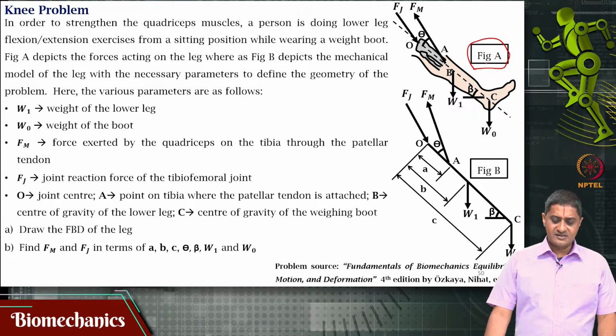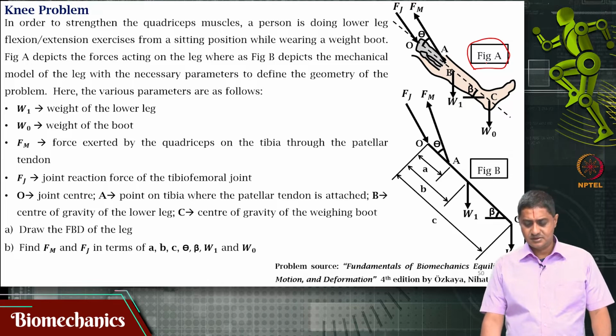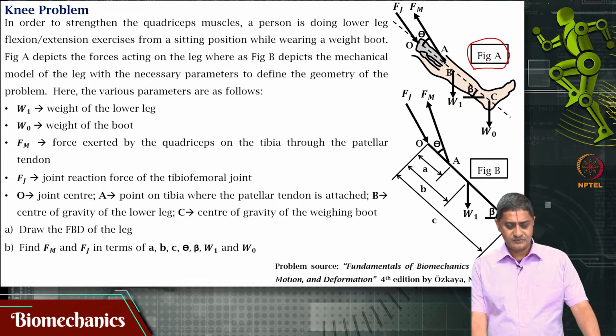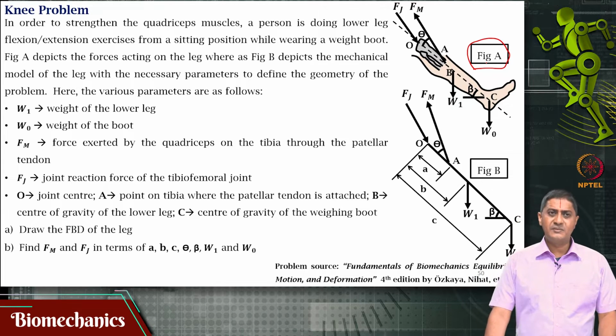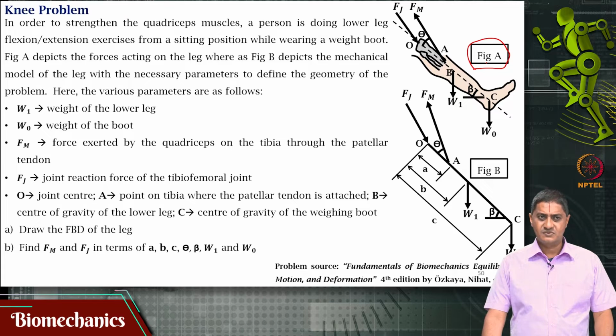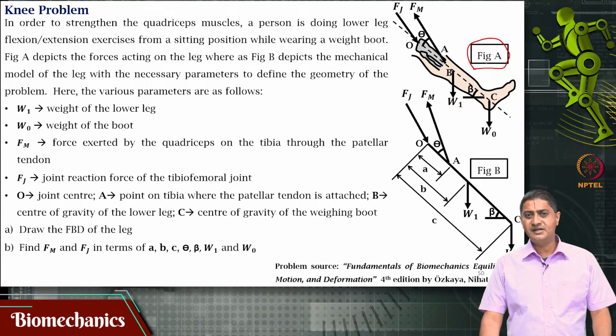whereas figure B depicts the mechanical model of the leg with necessary parameters to define the geometry of the problem. What are these parameters? W1 is the weight of the lower leg, W0 is the weight of the boot, Fm is the force produced by the quadriceps muscle on the tibia through the patellar tendon and the patellar ligament. Fj is the reaction force that is seen at the tibiofemoral joint.